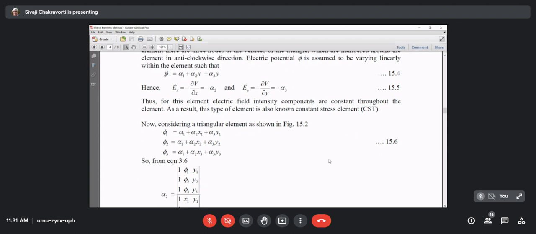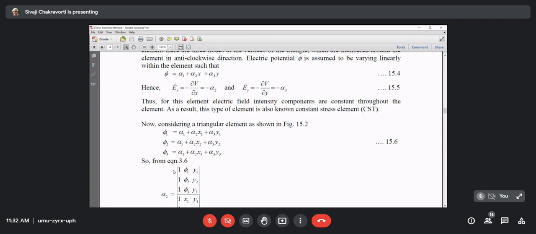Now I go to the three vertices of the triangle, that is the three nodes. How do I write the equation of the node potential? Very simple. I follow equation 15.4. If I take node 1, its coordinate is x1, y1. So I write phi 1 is equal to alpha 1 plus alpha 2 x1 plus alpha 3 y1. If I take node 2, its coordinate is x2, y2. So phi 2 is alpha 1 plus alpha 2 x2 plus alpha 3 y2. And in the same way, phi 3.